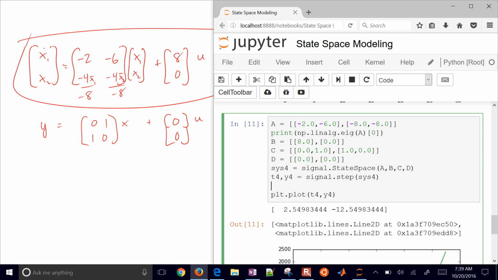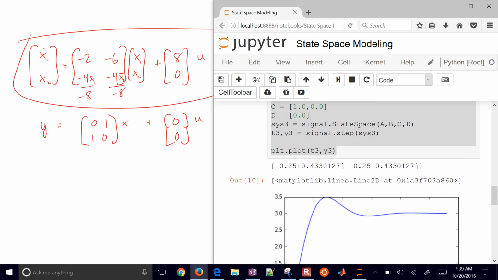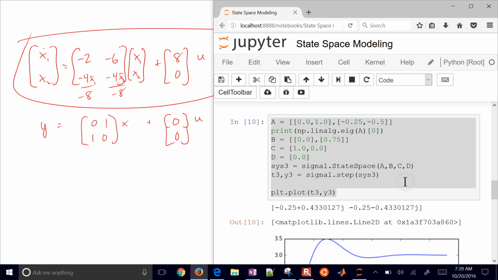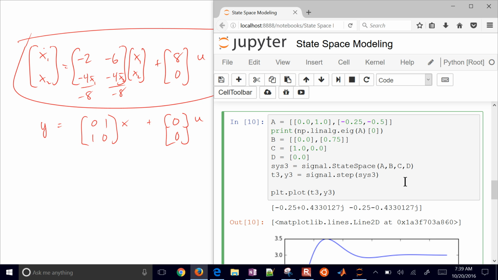Okay, I just want to show one other thing with these. You can use the step function, but let's say you have just some arbitrary inputs that you would like to be able to simulate for this, and so we're going to use the LSIM, the linear simulation, instead of the step. And for that, we just need two additional inputs. We need U, and then we need T.